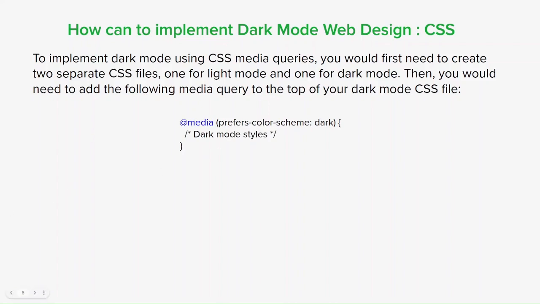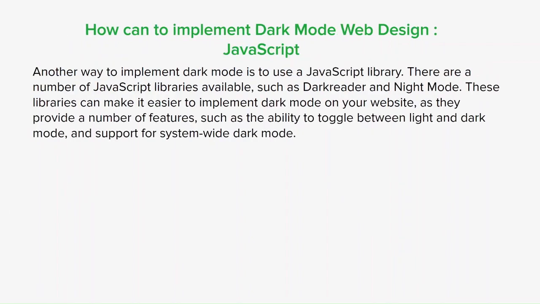Another way to implement dark mode is to use a JavaScript library. There are a number of JavaScript libraries available like Dark Reader and Night Mode, and these libraries can make it easier to implement dark mode on your website because they provide a number of features like the ability to toggle between light and dark mode, and support for system-wide dark mode. To implement dark mode using a JavaScript library, you will need to first include the library in your website's HTML code. Then you need to initialize the library and call the appropriate functions to toggle between light and dark mode.